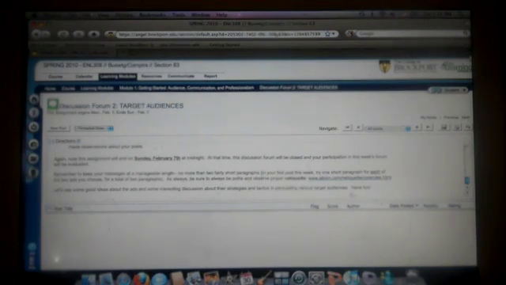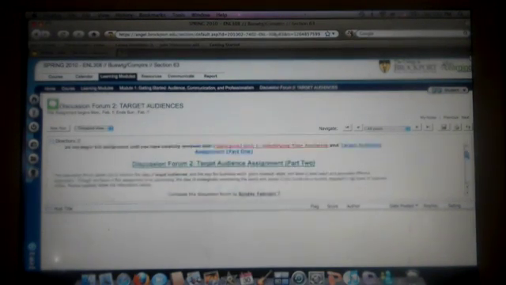By Sunday, February the 7th, you should have responded to at least two other students who have posted on the discussion forum. You can comment on their ideas about who the target audience is. You may have a different idea, and there may be, hopefully, some discussion back and forth about who each ad is trying to appeal to. You can expand on thoughts that they have if you'd like to. You can ask other students questions and answer questions that students ask of you.